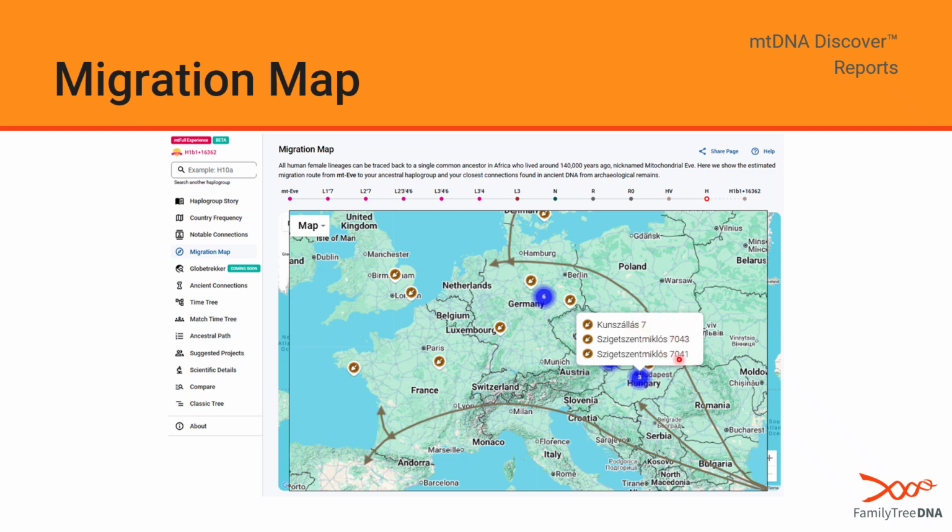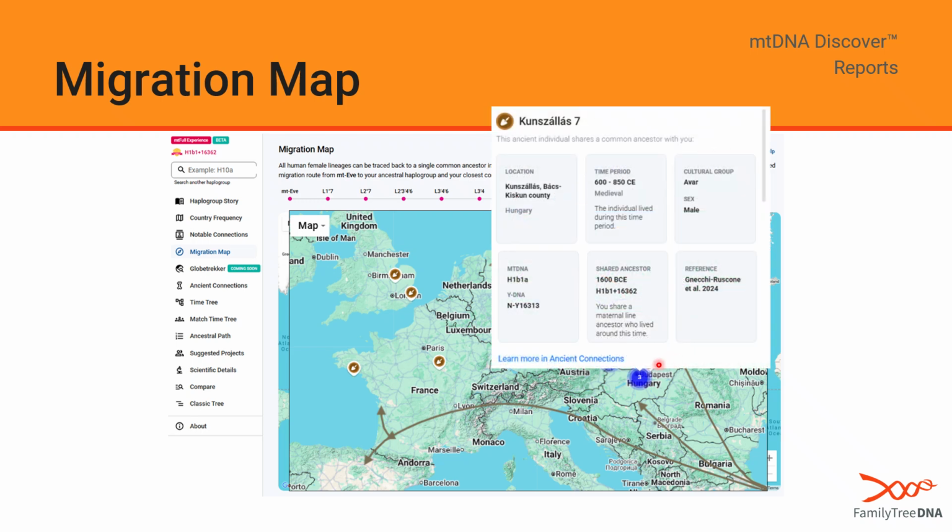There can also be other identifiers. But when you click on any one of them, you can see that it gives you some information. It tells you where they were found, the time period that this individual lived, any cultural group that they're associated with, their haplogroup, and then where you and this individual may have shared an ancestor, as well as the scientific paper or documentation where this information came from.